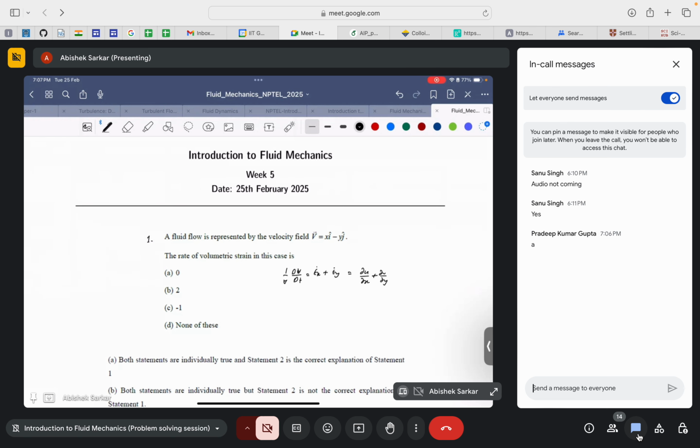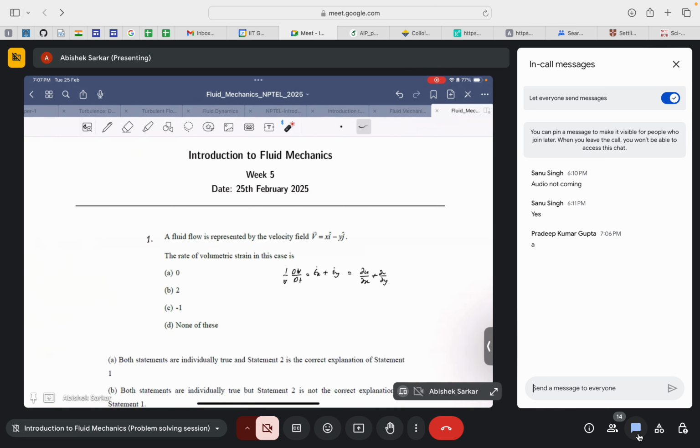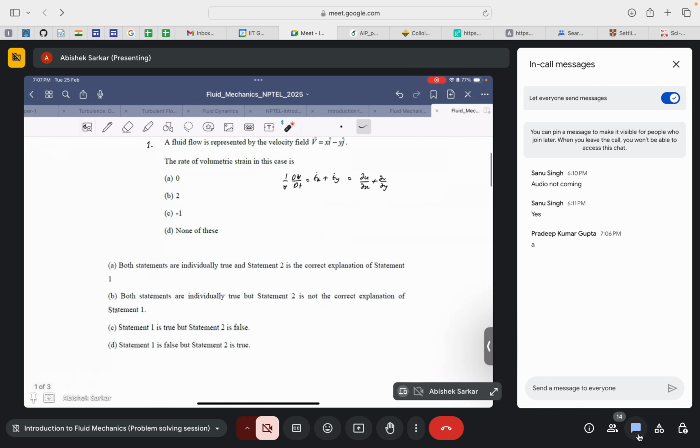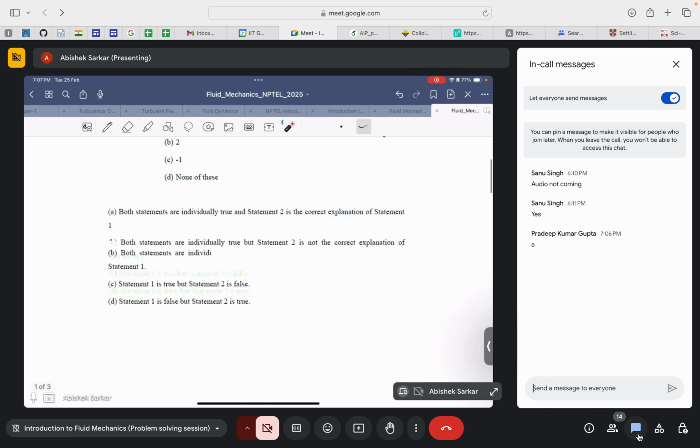Okay, so it's fine. So again, the correct answer is A. It's quite simple. Just take the velocity components, that is x and minus y. Take the derivative and you find something like 1 minus 1 equal to 0. So A would be the correct answer. Okay. So let's skip this question.